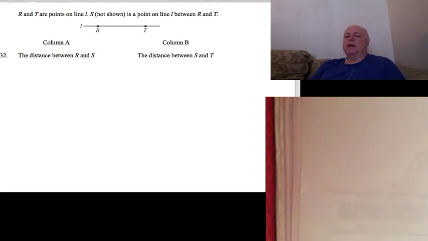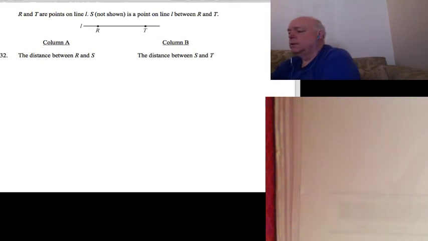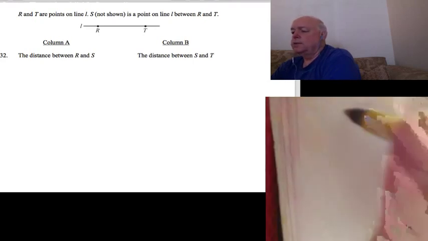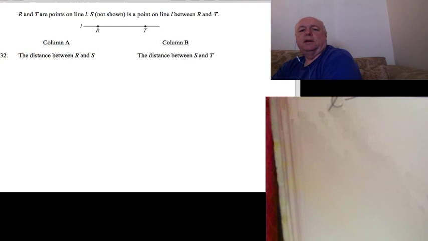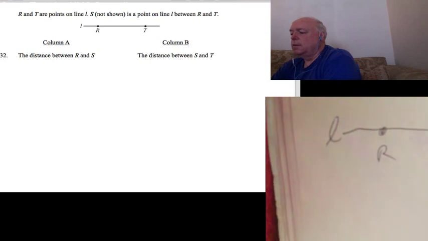S, point S, not shown. So we have line L, we have R, we have T, and it says S is a point on a line between R and T. So it could be right here, and it could be also right here, or it could be somewhere here. So I'm just going to put it in the middle, realizing it could be from here all the way up to here.